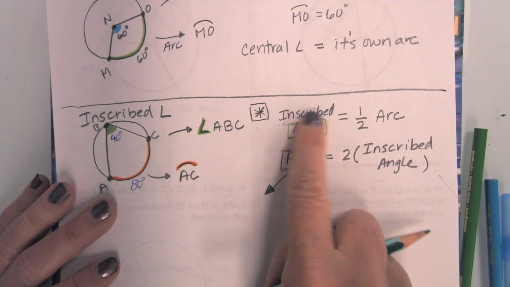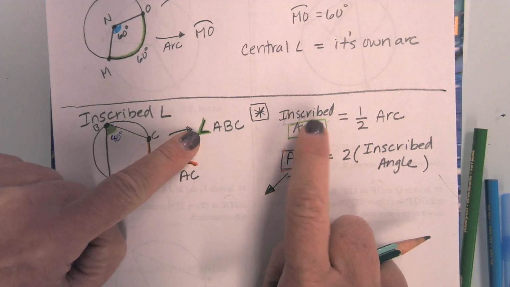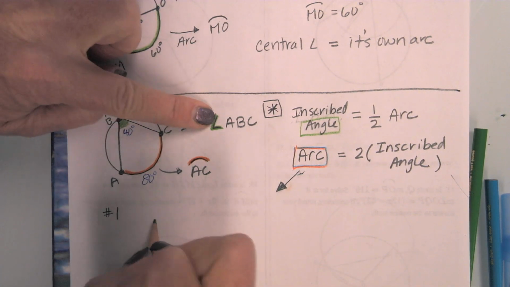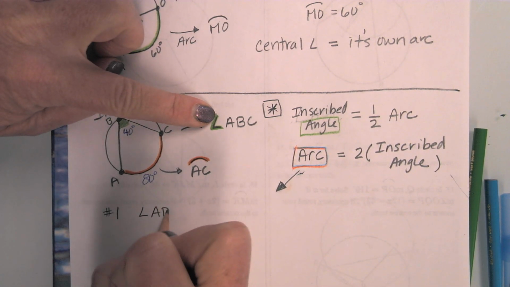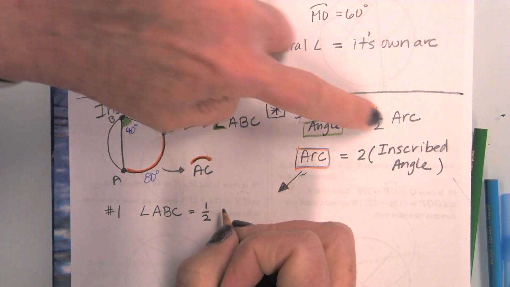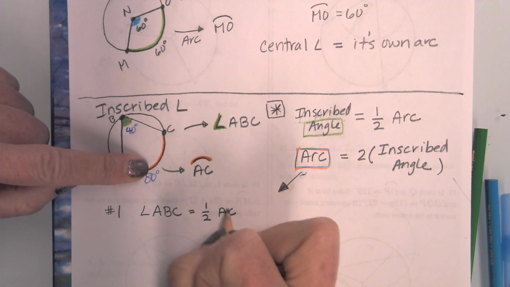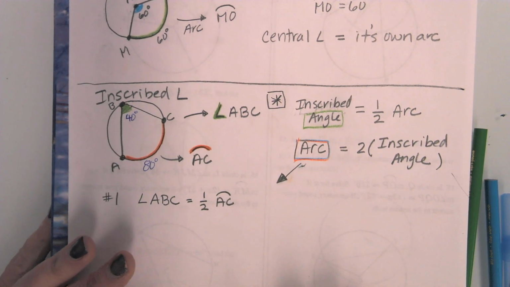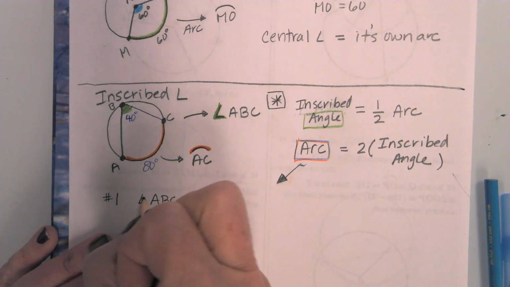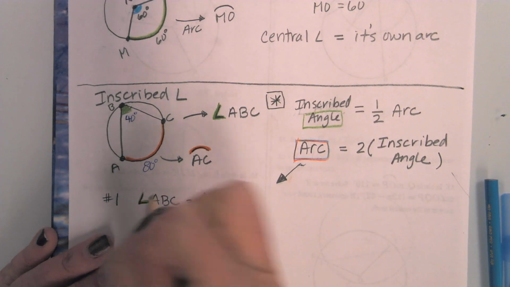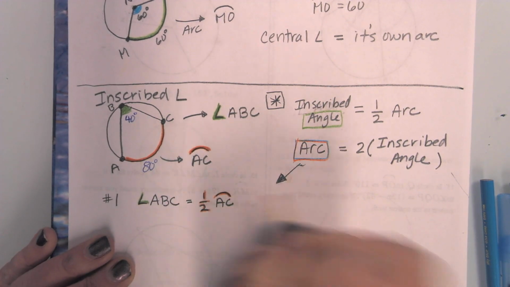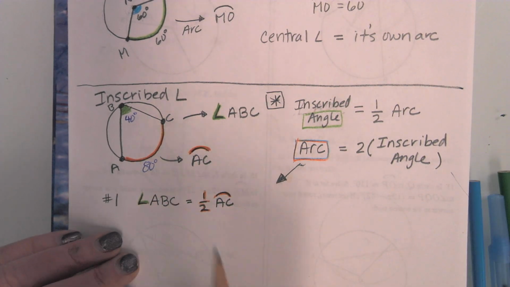So I know that my inscribed angle, so let's go ahead and put our inscribed angle. Here's example number 1. My inscribed angle is angle ABC. I know it's equal to half of the arc, and the arc is AC. If you notice, I brought my angle here, and it is equal to half of the arc. Now I can plug this in and prove it.